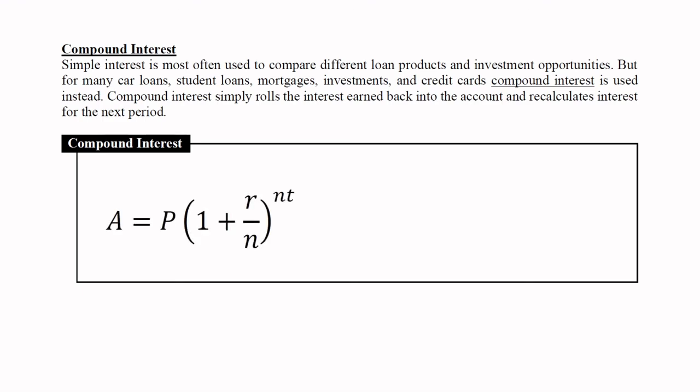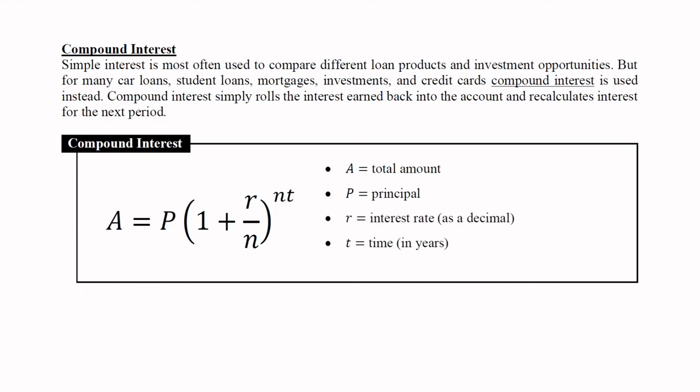Compound interest uses this formula to find out how much you will owe over some time period. So A is the total amount, P is the principal, R is your interest rate as a decimal, just like before, and T is your time in years. However, you now have an N, that is the number of times it is compounded in 1 year.